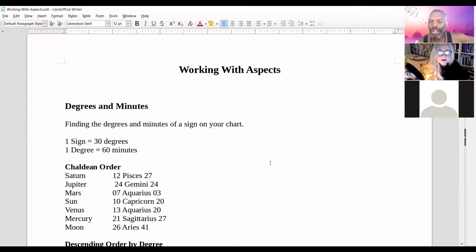But so we've already started the exercise. This is our workbook exercise day with aspects. And so what we're starting with, Mariah, is we are going from Saturn to the moon. We're first listing the Chaldean order of the planets. Then for each planet, we're listing what degree and minute of the sign each planet is occupying.